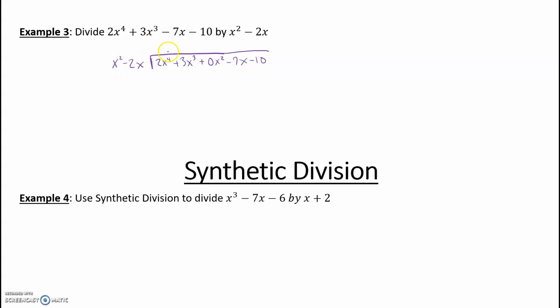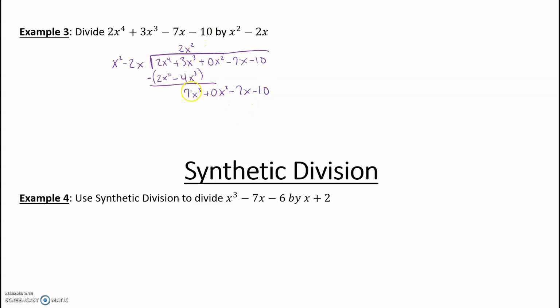All right, x squared times what gets me 2x to the fourth? So x squared times 2x squared gets me 2x to the fourth. 2x squared times negative 2x gets me negative 4x cubed, and we subtract. Again, remember minus negative becomes plus. So 3 minus negative 4 becomes 3 plus 4. So we get 7x cubed. And we're going to drop down all that other stuff and our placeholder. And we get to do it again.